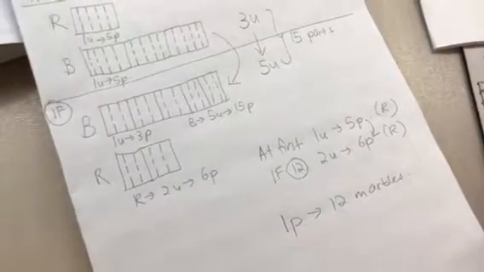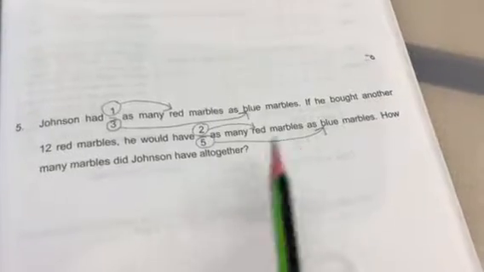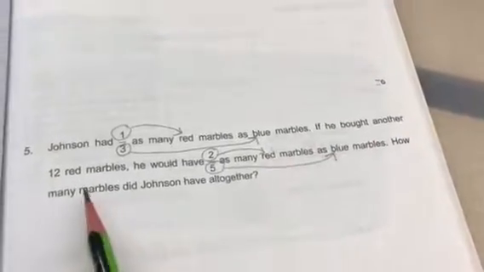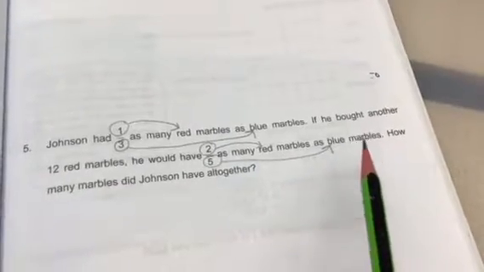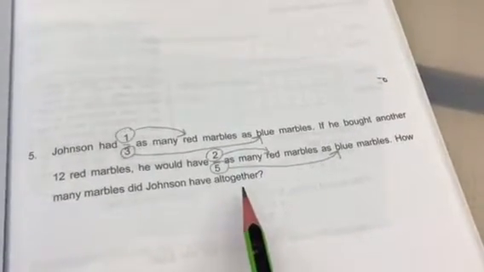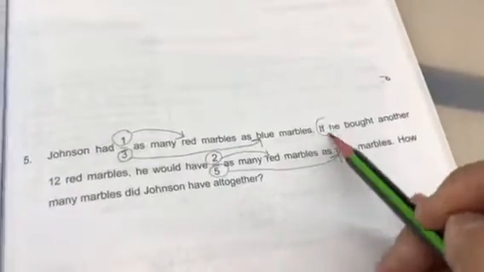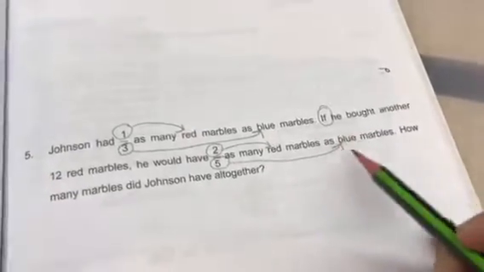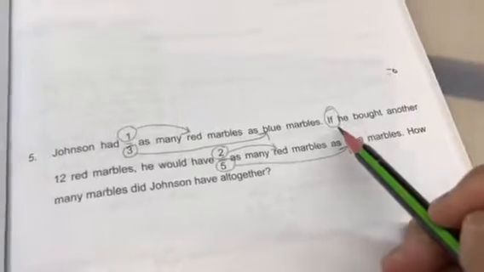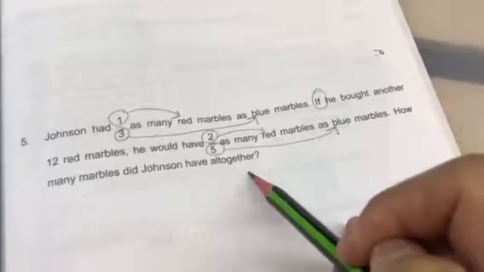Correct or not? So then the question asks, how many marbles did Johnson have all together? He said if he bought another 12 marbles, he will have 2/5 as many red marbles as blue marbles. So how many did he have all together? Because this one is if. That means if he buys, then he will have this number of marbles. But the problem is now he never buy. So it's an if. So how many marbles did Johnson have all together?